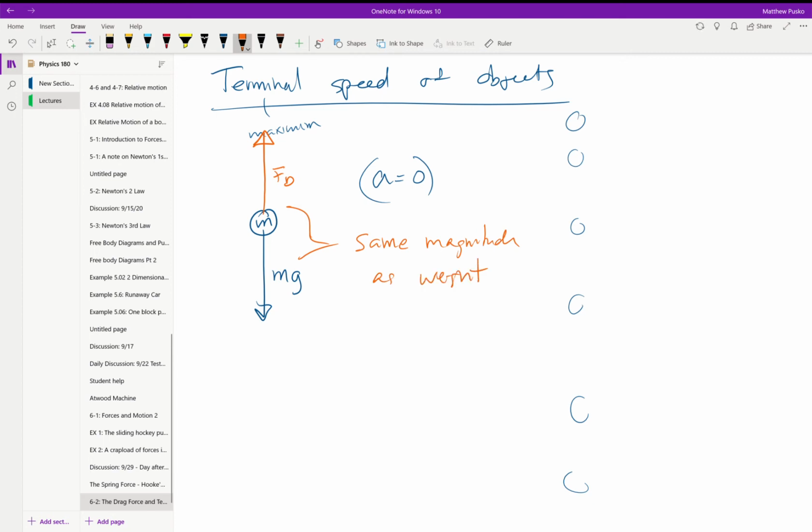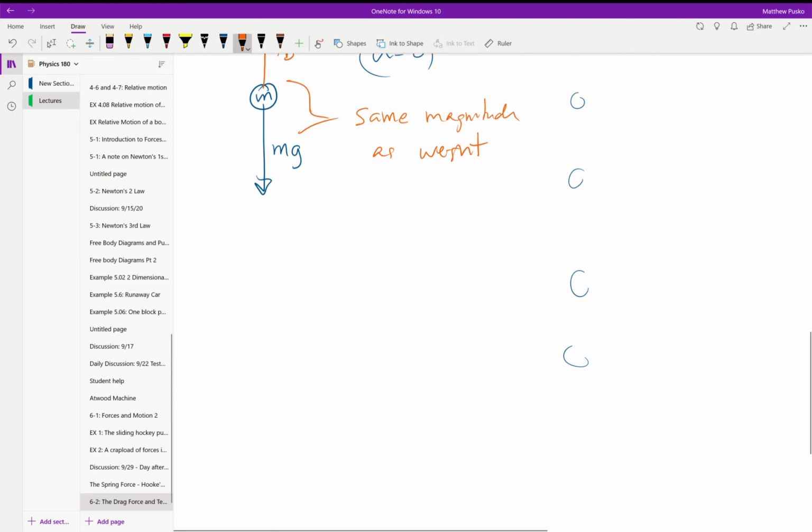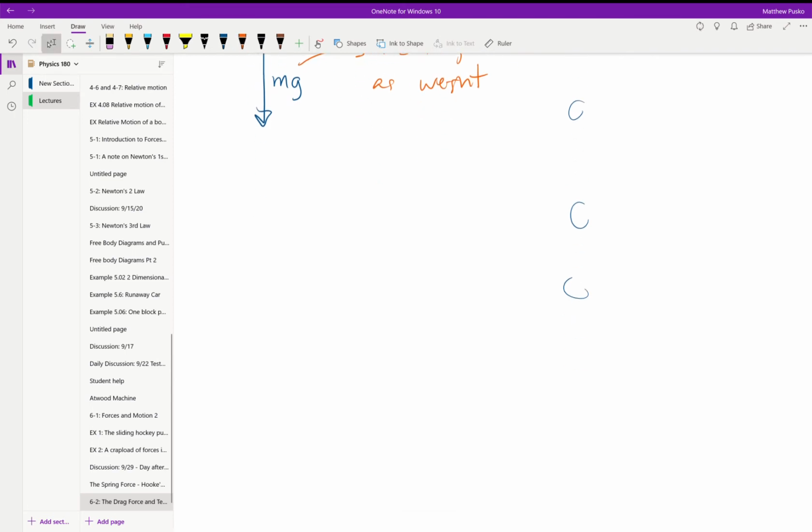So what we can do is imagine a couple scenarios. Let's say we start at rest and we have this mass. All that's acting on it is mass times gravity. Now let's say we drop it and look at it a couple seconds later, let's say 1 second later.